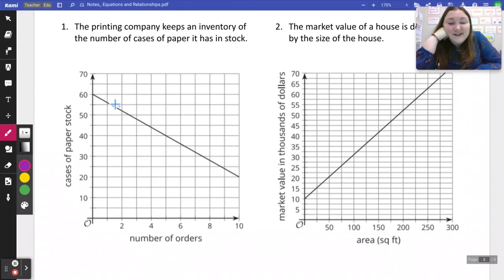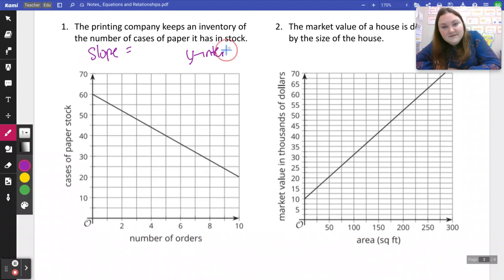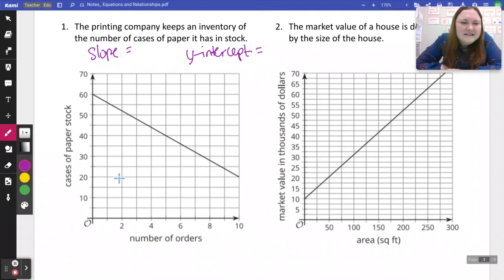I'm noticing the line goes down. Noticing the direction of the line is also helpful. And to me, it makes sense the line's going down because as we order more cases of paper, they're going to have fewer cases in stock, right? They're hopefully selling all of them, so they're going to have less and less. Our goal here is to identify our slope and our y-intercept and talk about what it means in the story.